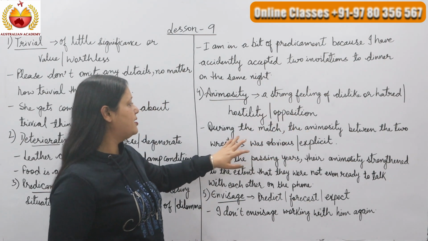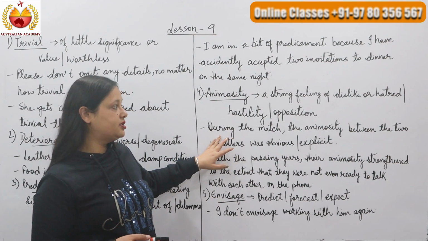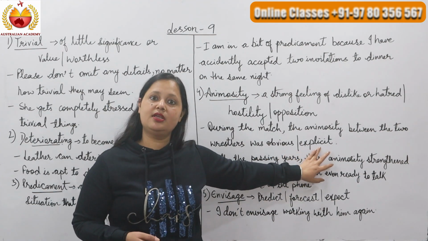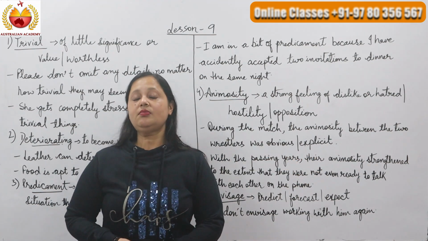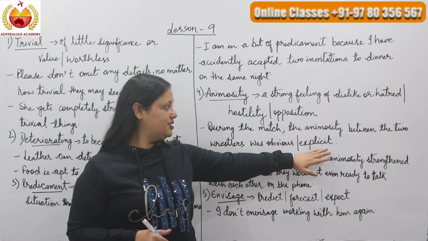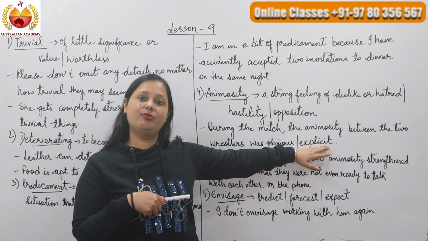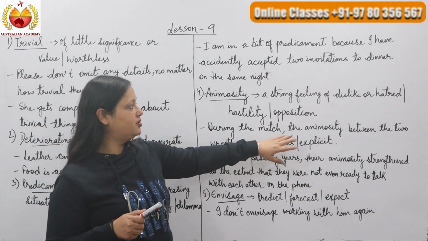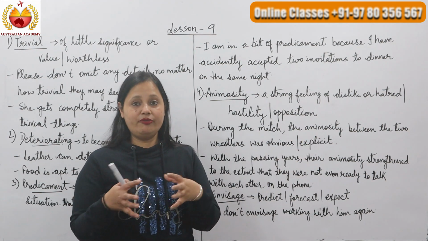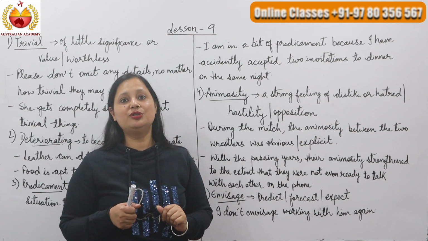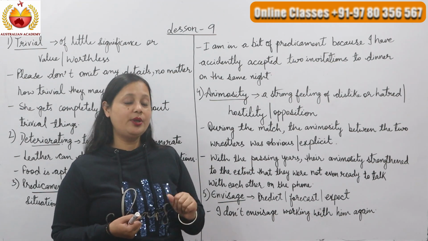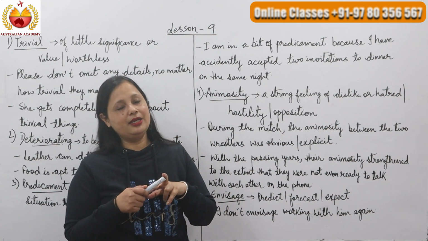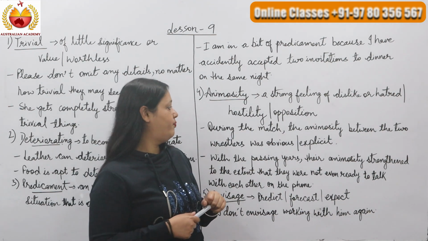The example to make you understand: during the match, the animosity between the two wrestlers was obvious, was explicit. So instead of obvious, you can use explicit, right? This is the word that I discussed in the last lesson, in the previous one. I hope you remember it. So during the match, the animosity means the hatred. The feeling of hatred was visible, was noticeable between two wrestlers, because obviously they have a feeling of animosity, so that they could win.